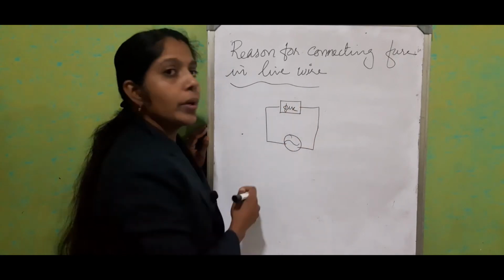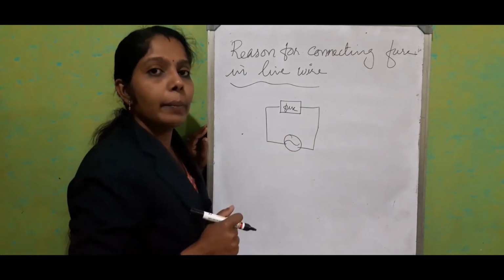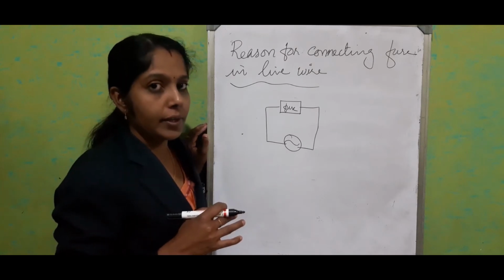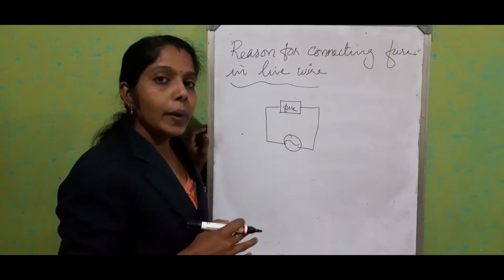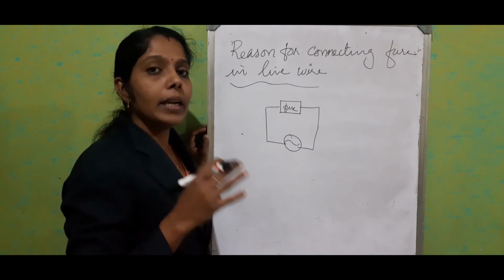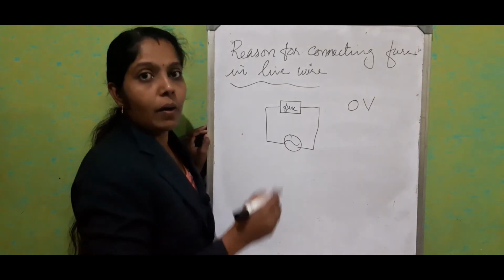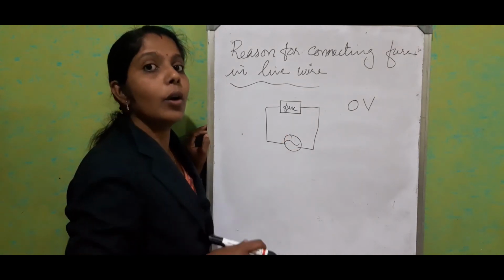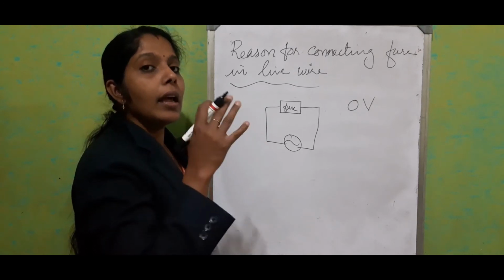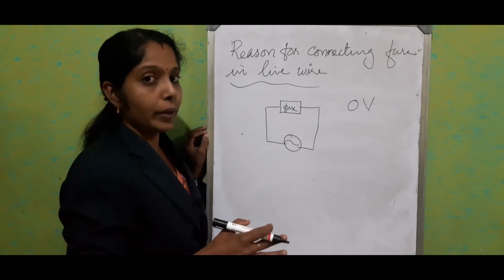Okay, so we know that two connections should be there. One is at high potential: the live wire is always at high potential. The earth wire and neutral wire are from the city substation itself, and they are connected to 0 volt, that is a lower potential. The live wire is at high potential, and the neutral wire and earth wire are at 0 potential.